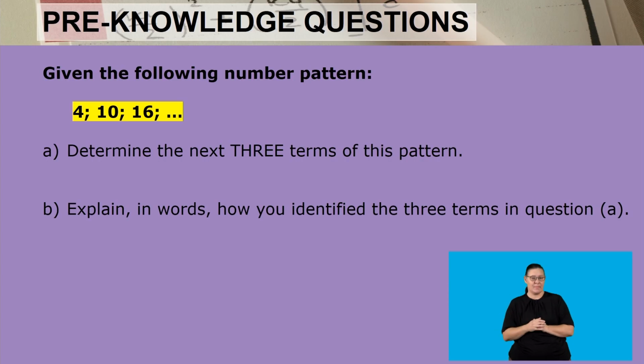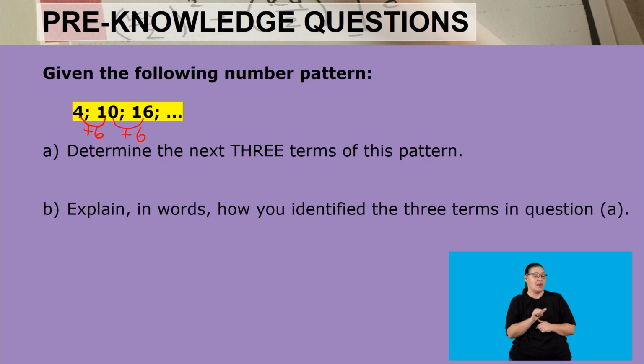Before we can determine these next 3 terms, we must identify what the pattern actually is. We can see that we have a 4 for the first number, a 10 for the second number, and a 16 for the third number. Can you identify how we move from the first number to the second number? Of course, you can see that we have added a 6. And what about moving from the second number to the third number? Again, we have added a 6. Yes, you are absolutely correct.